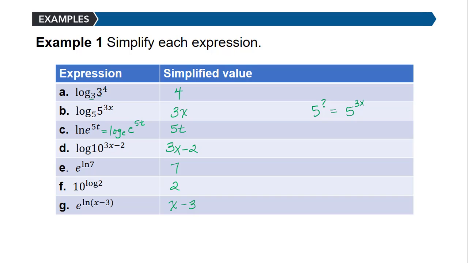Now there are some restrictions I haven't explicitly stated here, but when we take the natural log of x minus 3, a variable expression, we are assuming here that x minus 3 is greater than 0, because a logarithm is only defined for positive arguments.